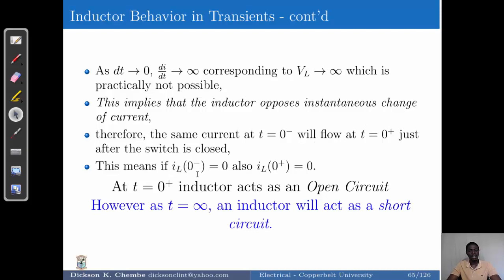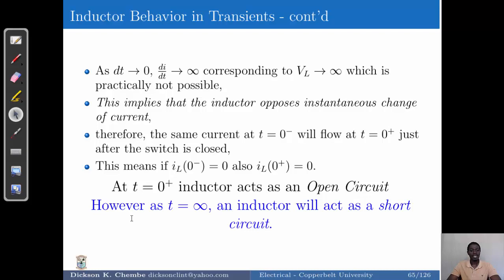So what happens is that if the current in the inductor is 0 at time t equal to 0 minus, then even after the switch has been closed, the inductor at that moment is going to maintain that value of current. If the current was 10, it's going to maintain it at 10. So at time t equal to 0 plus, which is just after the switch has been closed, the inductor acts as an open circuit. It will not allow any current to flow through it.